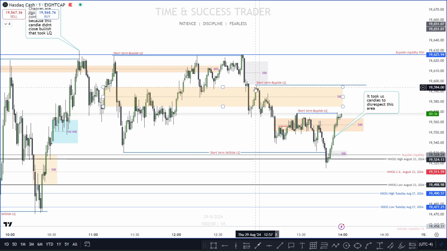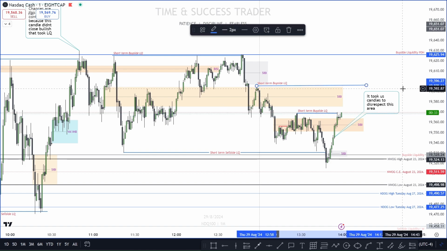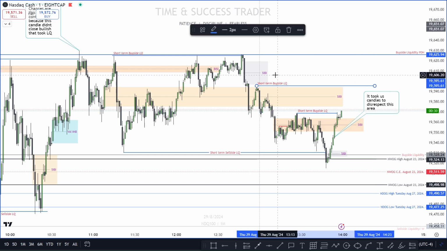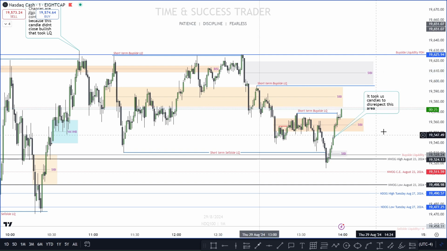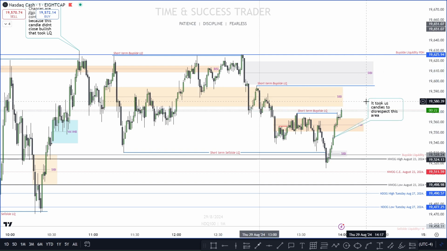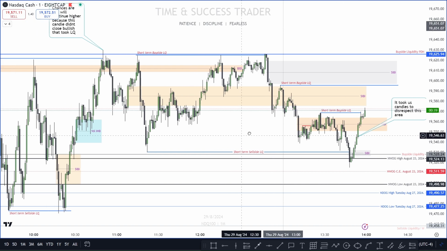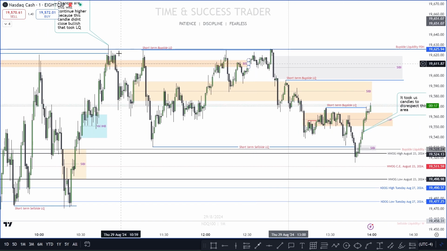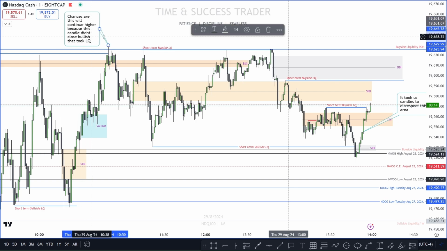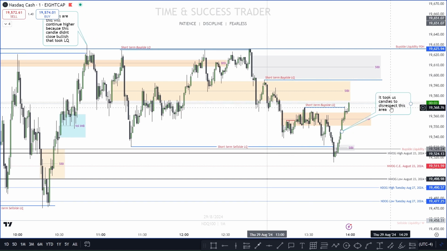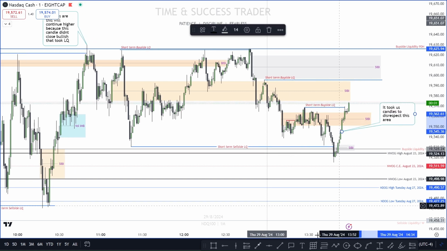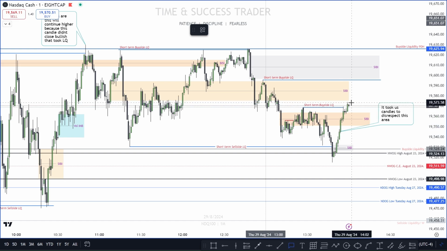Alright, so after we take this high, I'm expecting price to tap into this CB. Alright, let's take a picture of that. Save. So we want to see price speed past this heavy. If we want to see higher prices, let's just document that.